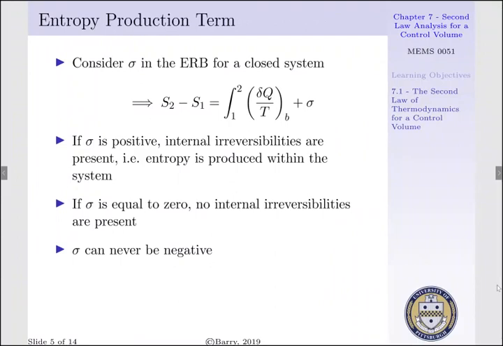If we consider sigma in our entropy rate balance equation for a closed system, we see that if sigma is positive, internal irreversibilities are present. That is, we may have things such as friction. That is, we have entropy produced within our system during the cycle. If sigma is equal to 0, no irreversibilities are present. Lastly, sigma can never be negative.